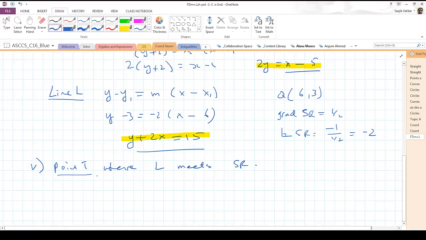Guess what it's going to be? Simultaneous equation. Sorry, yes, I didn't hear. What did you say? So it will be a simultaneous equation.